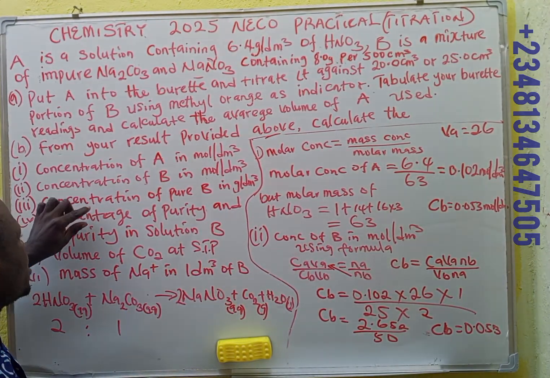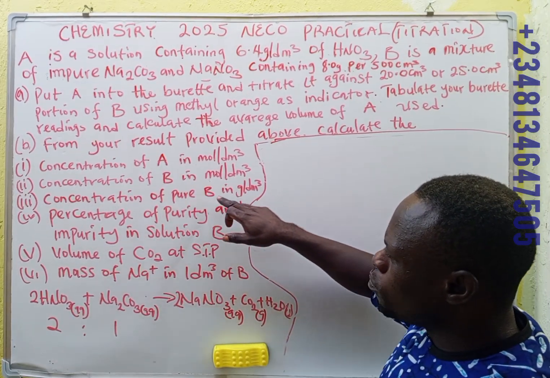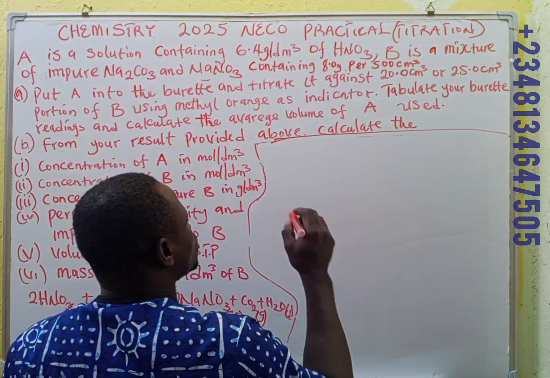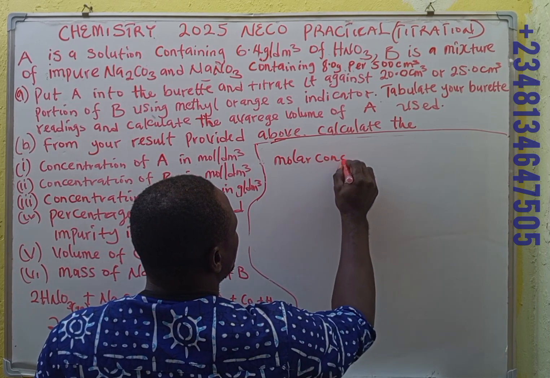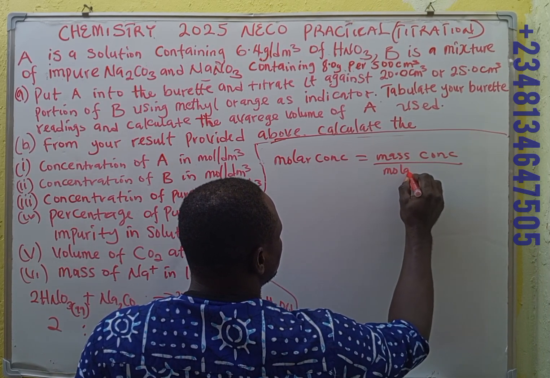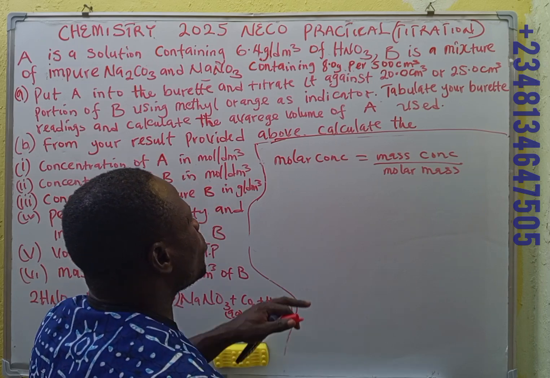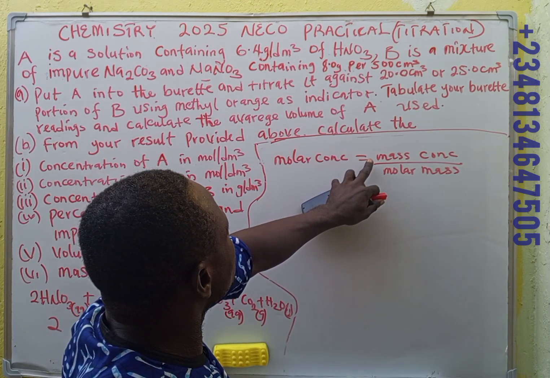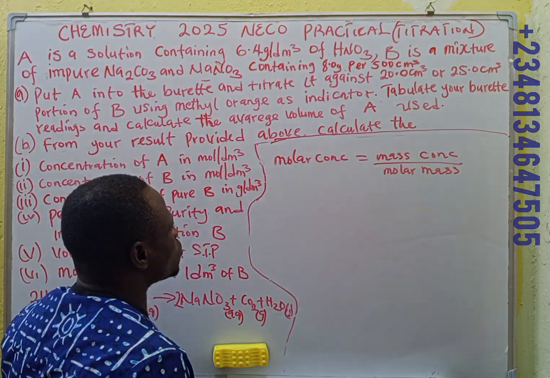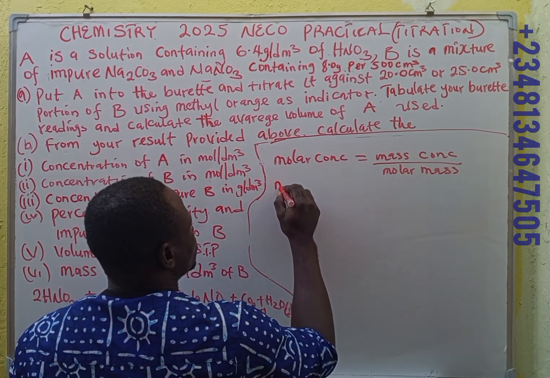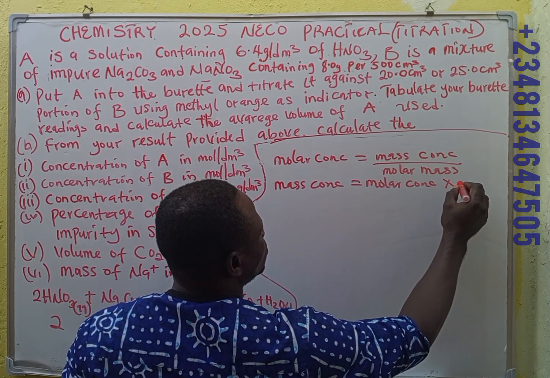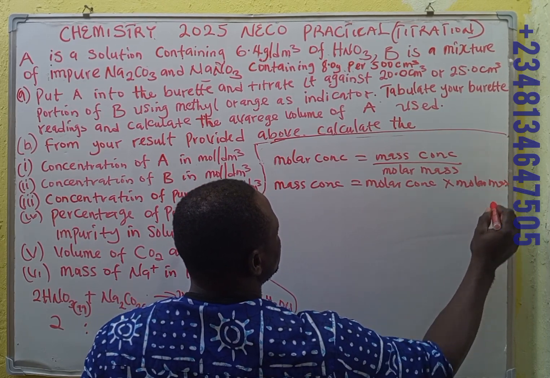Now we are done with this one and this one. So the third one is the concentration of pure B. When you are calculating concentration in grams per dm cube, the one of pure B is in grams per dm cube. Use this formula: molar concentration is equal to mass concentration over molar mass. But you are going to make mass concentration the subject of the formula. Is that understood? So mass concentration is equal to molar concentration times molar mass. Do you get that?